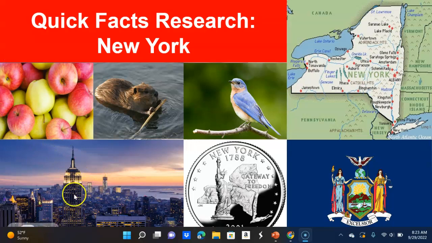Going down bottom left, this one is talking about the nickname for the state of New York, which is known as the Empire State. So as we look for its nickname here, you'll see especially the Empire State Building. So help us figure out why is it called, not just for the Empire State Building, why they choose it as their state nickname. Then we have the State Quarter for the state of New York right here.